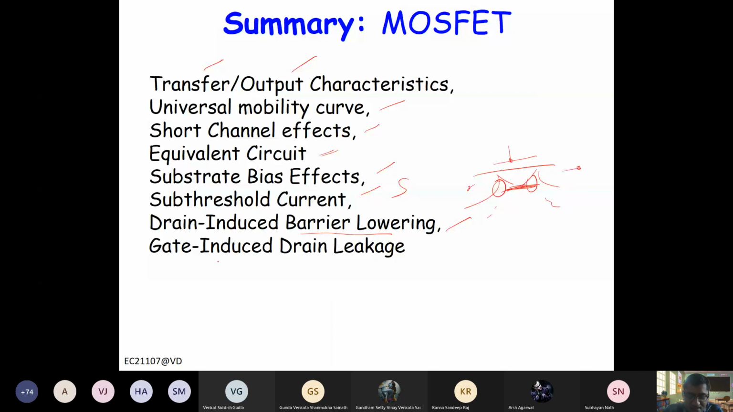And then we also discussed the gate induced drain leakage. So with that we complete our discussion.